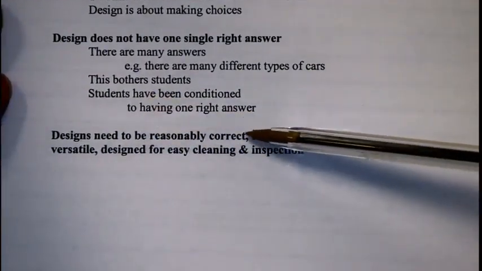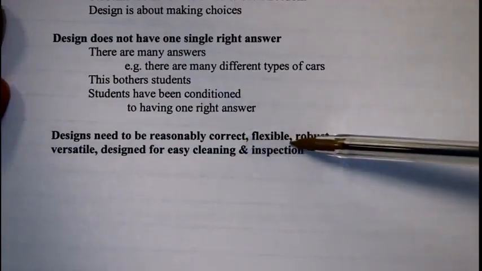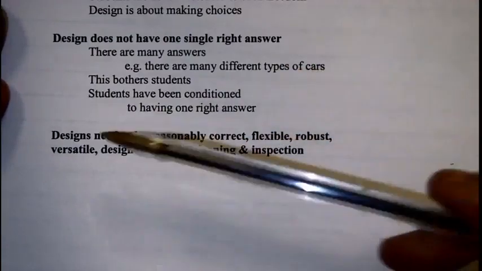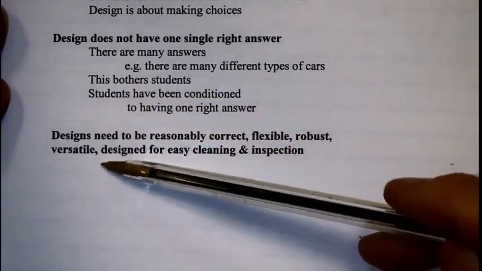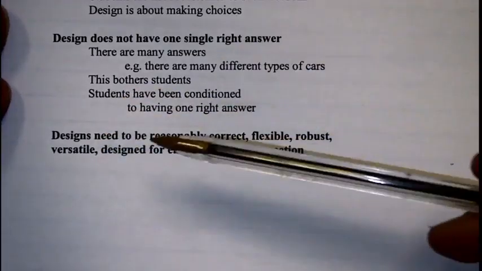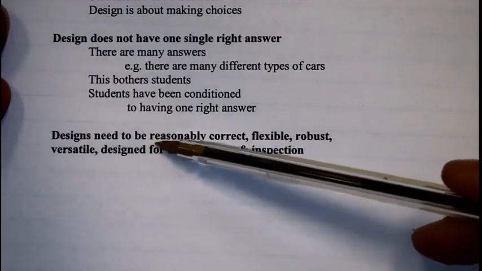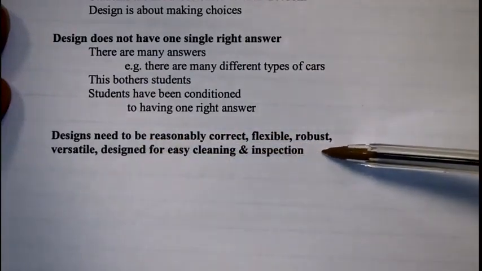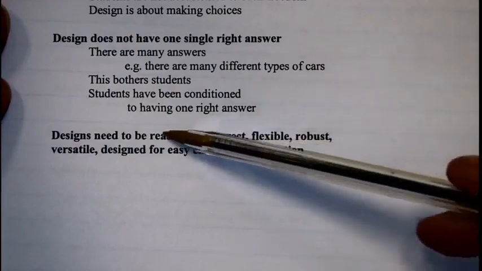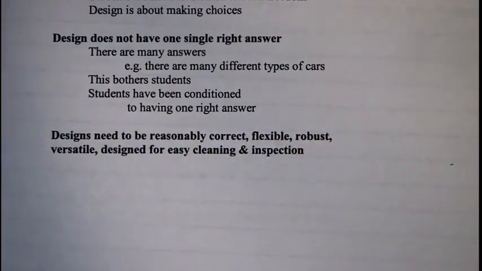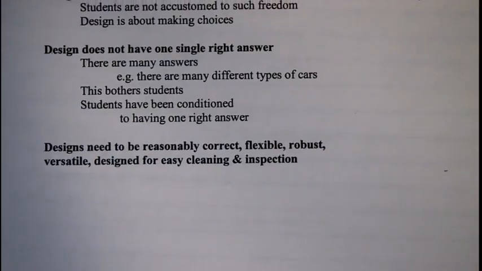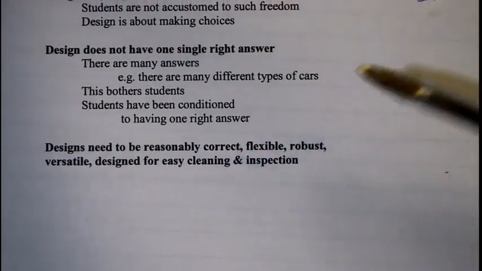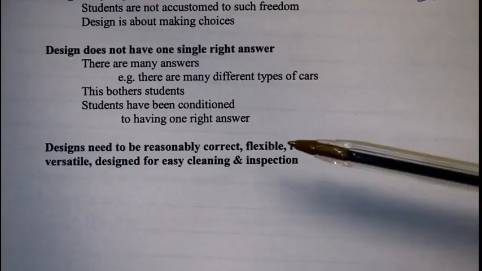Designs need to be reasonably correct. They need to be flexible, robust, versatile. They need to be nimble as well. And I'll throw in easy design for easy cleaning, inspection, replacement, and repair. So those are some of the items that our designs need to be, whether it's a product or a process.